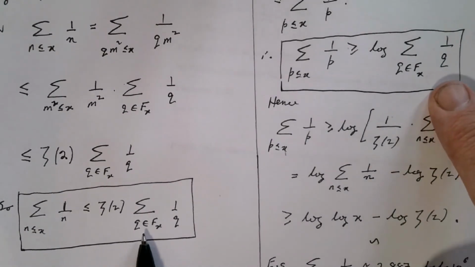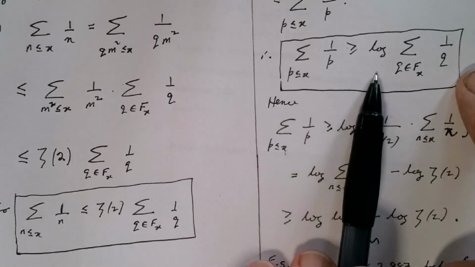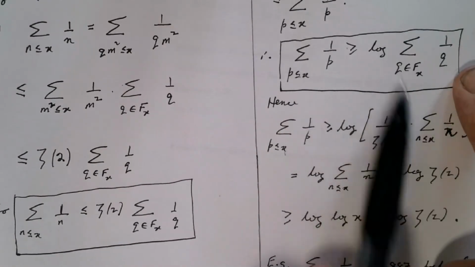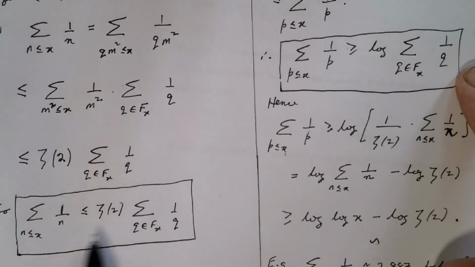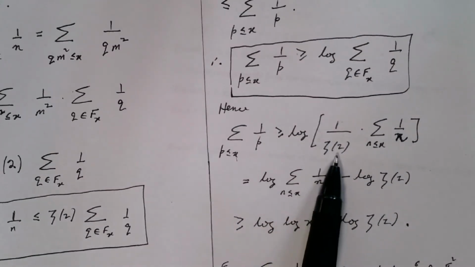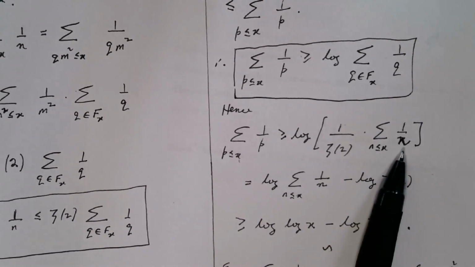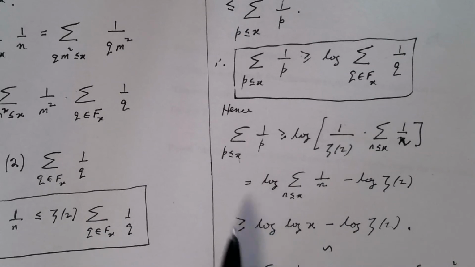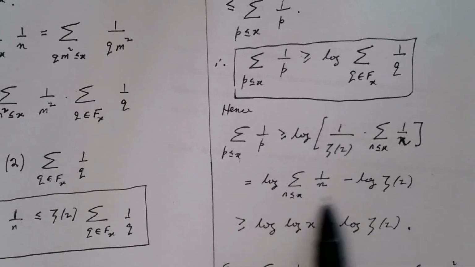So I can plug this inequality into here, and that means then I can say that the sum of 1 over p is bigger or equal to the log of this, and this is just going to be the log of this term divided by that one. So that's going to give me the log of 1 over zeta of 2, times the sum over n less or equal to x of 1 over n. Okay, finally then, this is a log of a product, so I can just break this up using the log laws.